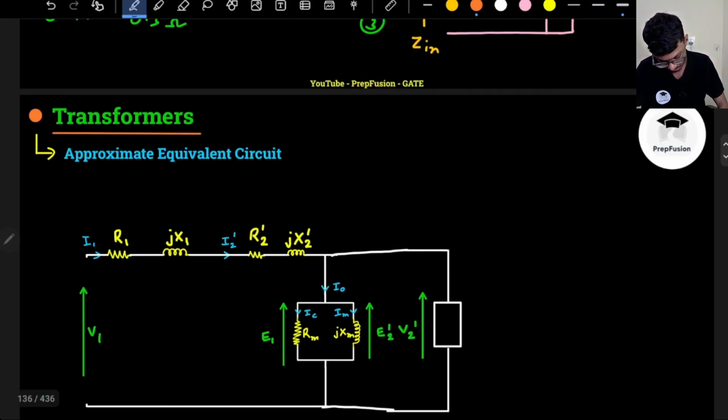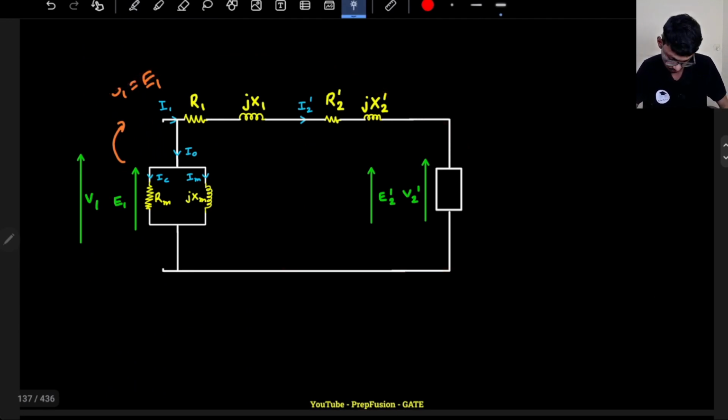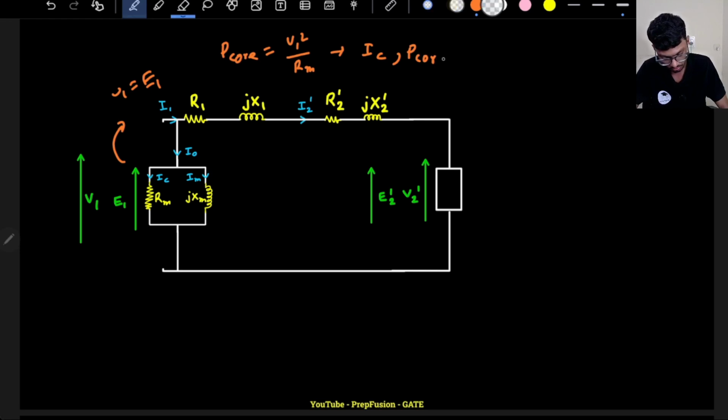But if I take this circuit, then what is the core loss? The core loss here will be overestimated. Why? Because V1 is E1. So my P core will be equal to V1 squared divided by Rm. So core loss will be overestimated. That is what I will write here. So the core loss component of the current will also be overestimated. The core loss component of the current and the core loss both will be overestimated.